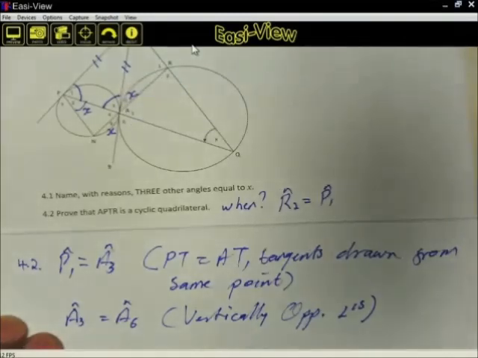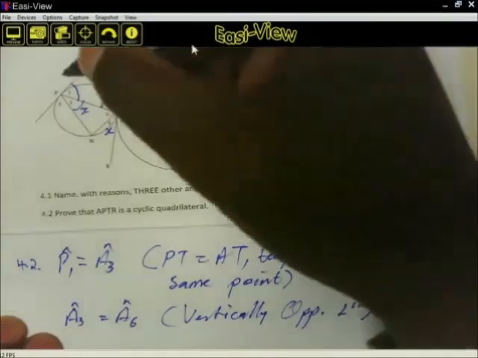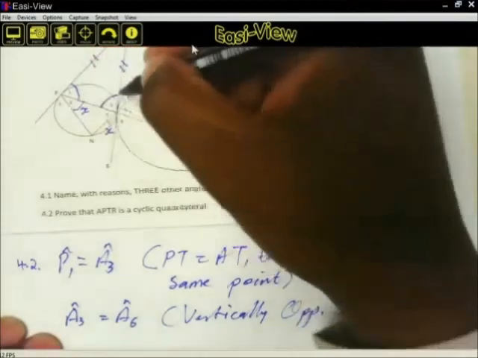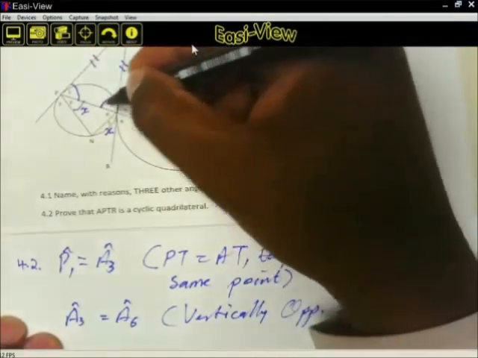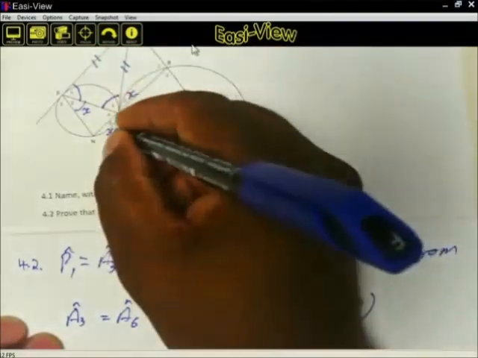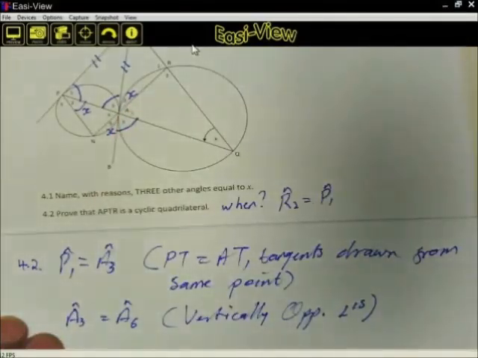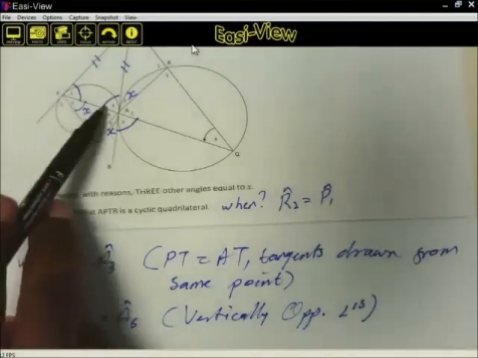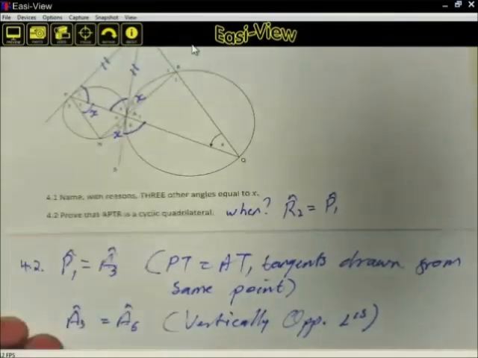I'll mark them equal. All the angles that I'm marking, they will be equal. Remember I said P1, I marked it like this, is equal to A3. Now A3 is equal to A6. Those are the vertically opposite angles. I've marked them the same. All those angles are equal. It means P1 is equal to angle A3 is equal to angle A6.